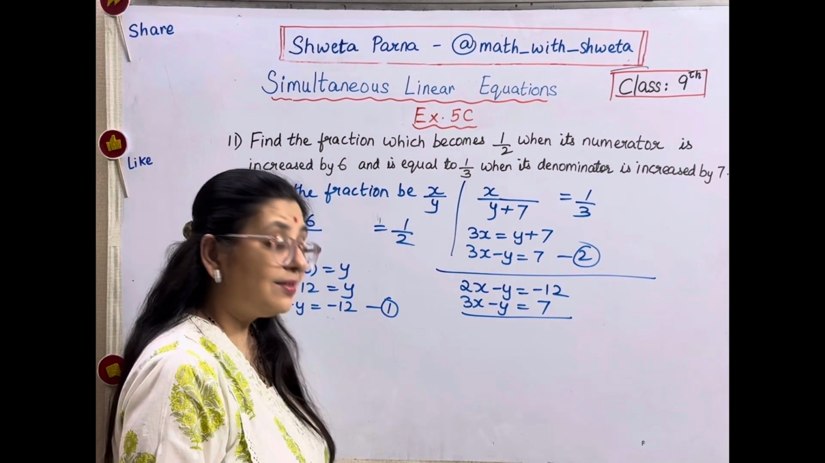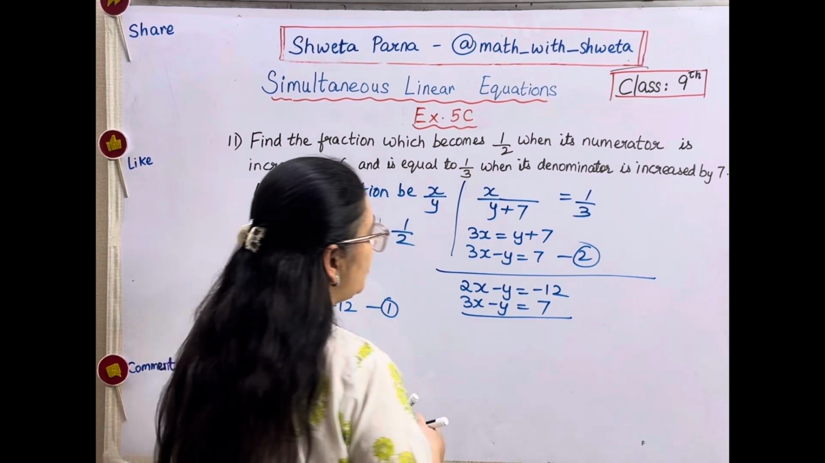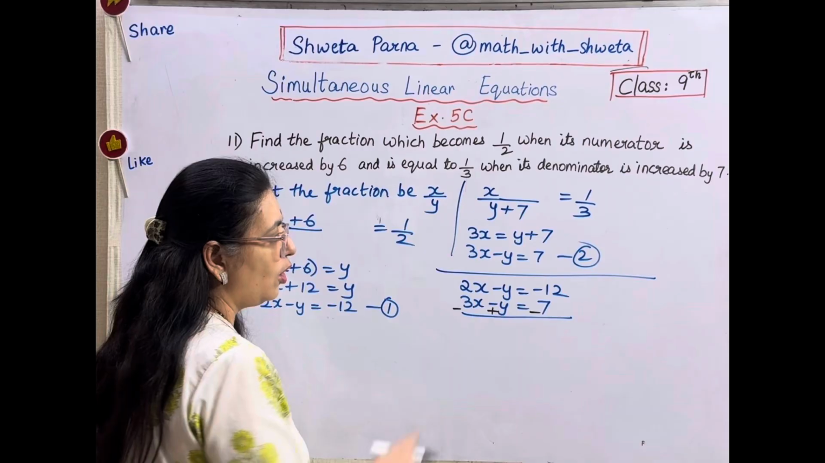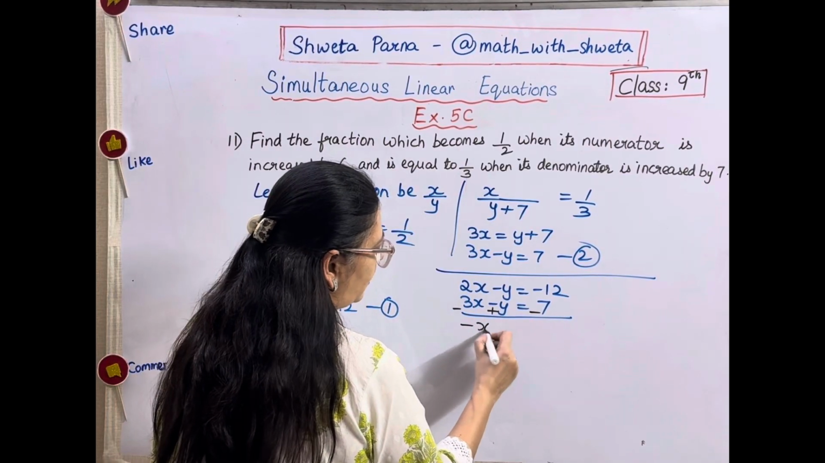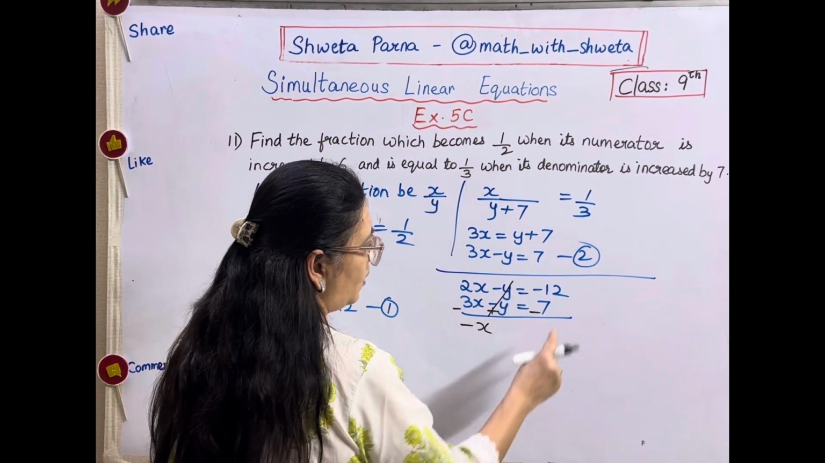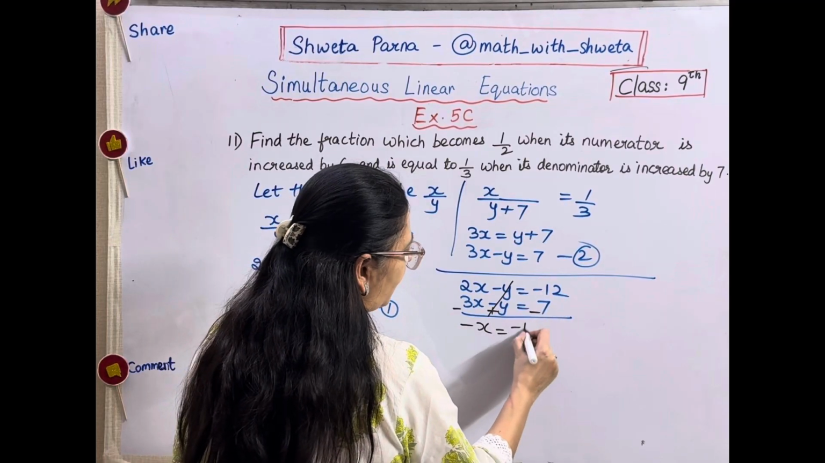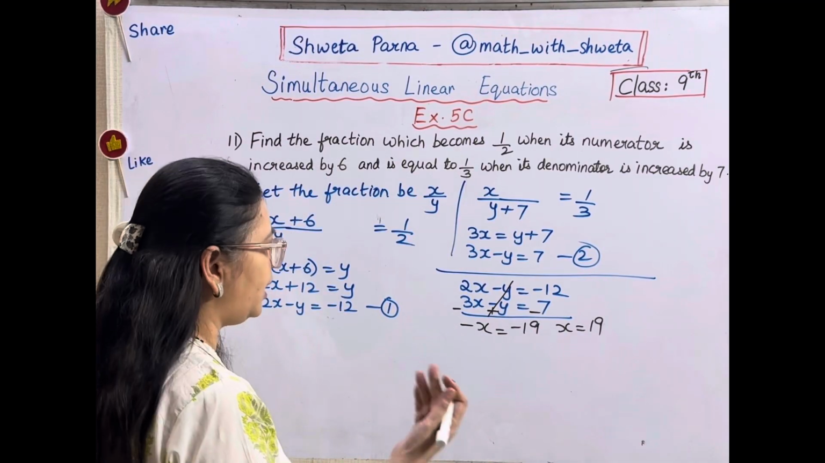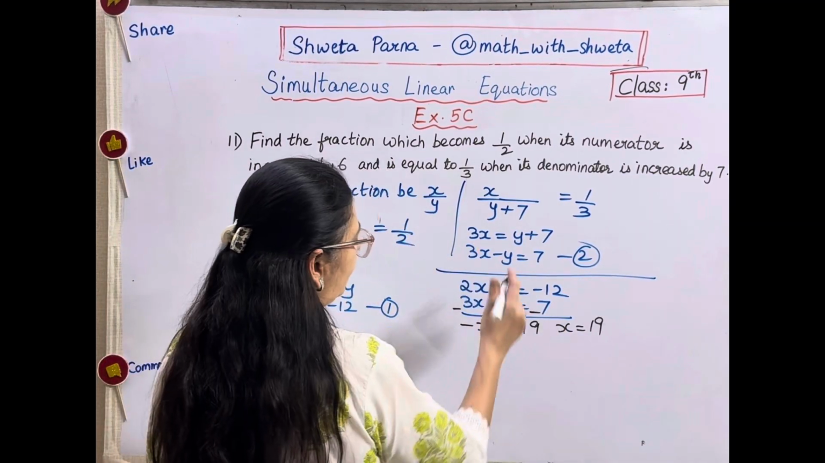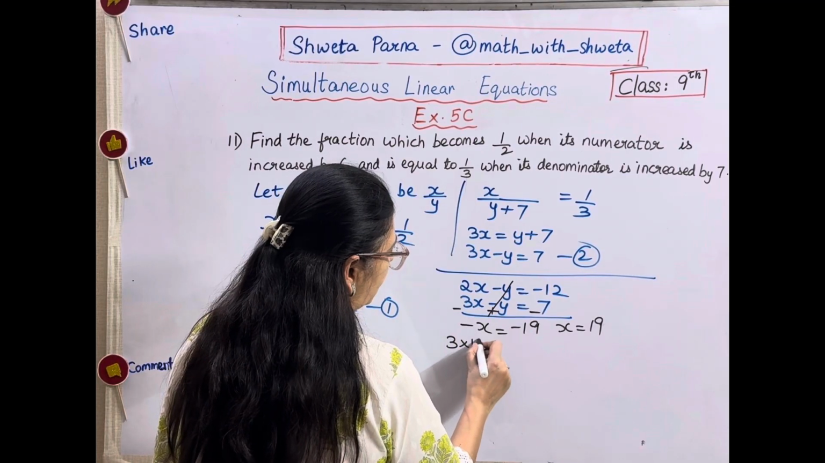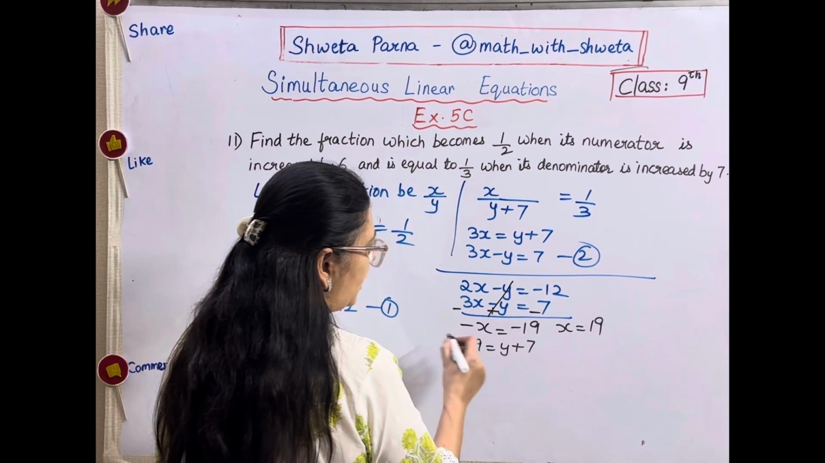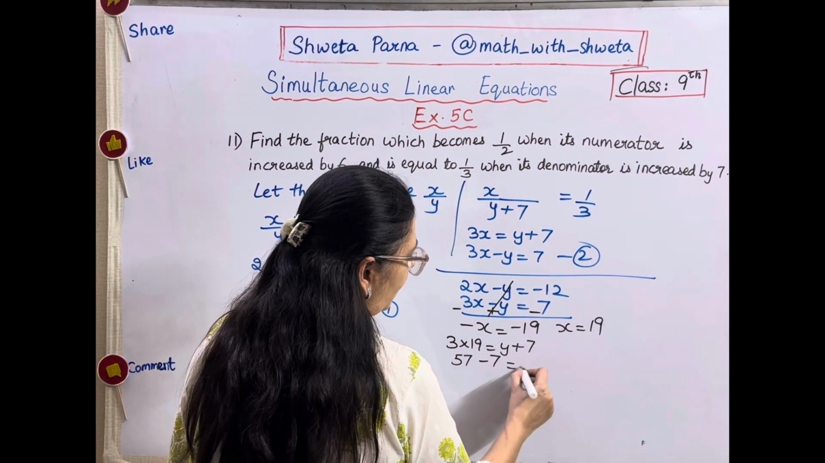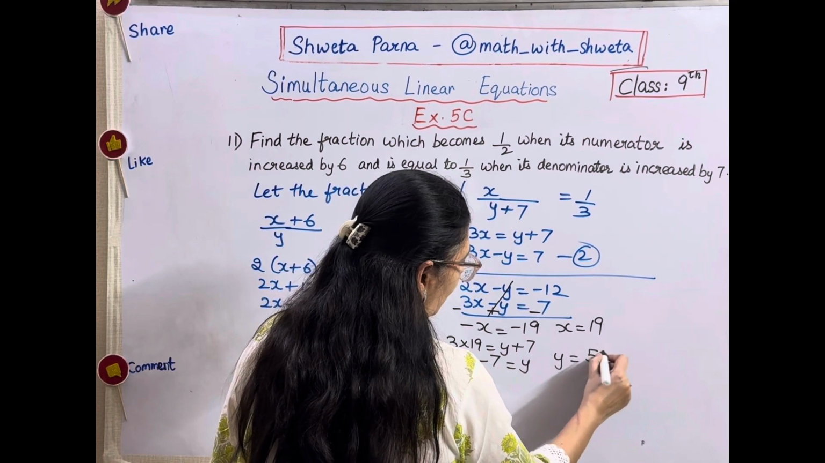Now both have the same sign. So what are you supposed to do? You have to subtract. So here change the sign minus, here plus, here minus. So 2x minus 3x is minus x, y gets cancelled. Minus 12 minus 7 is minus 19. So x is equal to 19. Substitute it in any equation and find the value for y. So I substitute here 3 into 19 is equal to y plus 7. 19 3s are 57. Take 7 to the other side. 57 minus 7 is equal to y. So y is equal to 50.